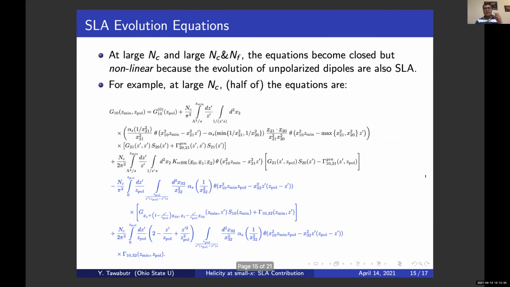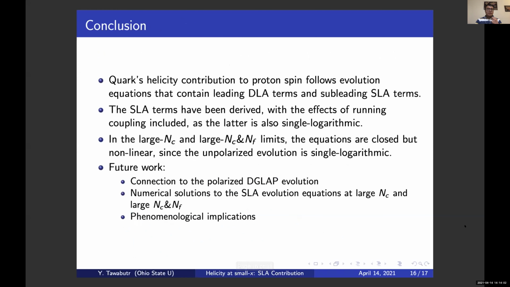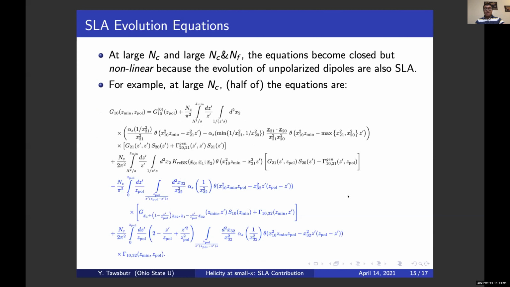And now if we take the large NC and NF limit, the equations become closed, but as opposed to the double log case, it is nonlinear. So half of the large NC equation is shown here. It is nonlinear because you need to include the evolution of the unpolarized dipole here. So that is the result we have.